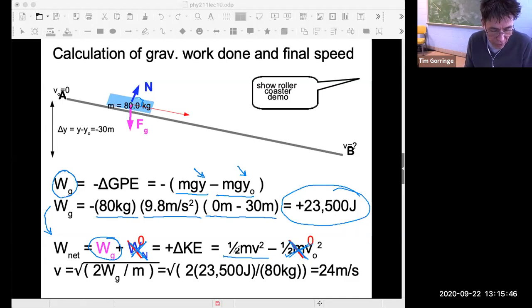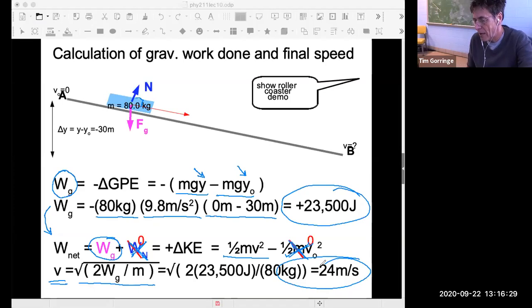So all we have to do now is rearrange this work energy relation. Rearrange it for the final speed, the thing that we want to figure out, by multiplying by 2, dividing by the mass, and taking the square root, in terms of the work done by the gravitational force, W_G. I get this little equation, and I substitute in the work done by the gravitational force, 23,500 joules, and the mass of the car that's sliding down the roller coaster, and here's our final result for the speed, 24 meters per second.